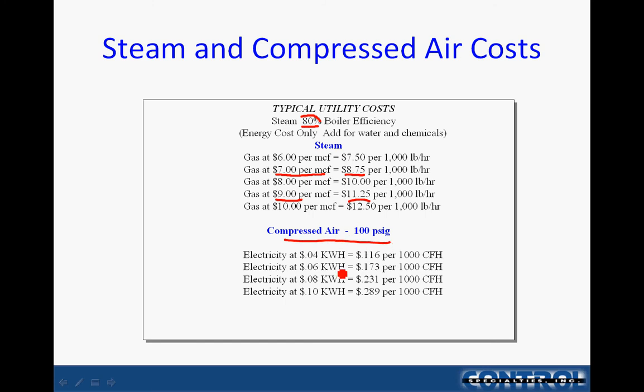For compressed air at an operating pressure of 100 psig, the assumption we've used here is that a typical compressor will put out about 4.3 CFM of air per compressor horsepower. So just as an example, if you've got an electrical cost of 6 cents per kilowatt hour, then every 1,000 cubic feet of air that you're producing is going to cost you 17.3 cents.